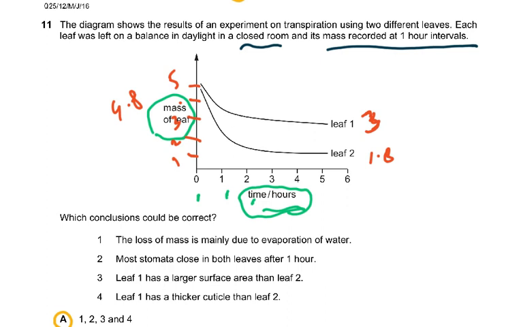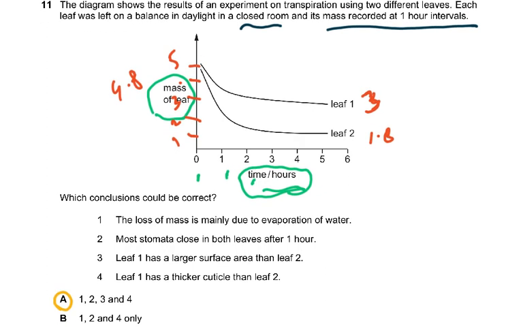The loss of mass is mainly due to evaporation of water. Most mass is lost in both leaves after 1 hour. Yeah, well, let's look at the figure from 1 hour and then it sort of levels out. So you have this point at 1 hour. And leaf 1 has a larger surface area than leaf 2. And leaf 1 has a thicker cuticle than leaf 2.